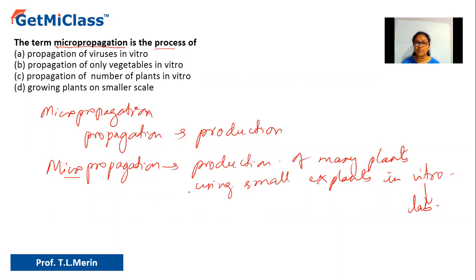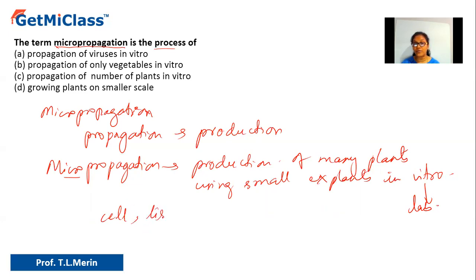So by using small explants, it can be a cell. What is an explant? An explant is a part of the plant which can be cultured in vitro and will give rise to a new plant. That is what is called an explant. Now, an explant can be a cell.